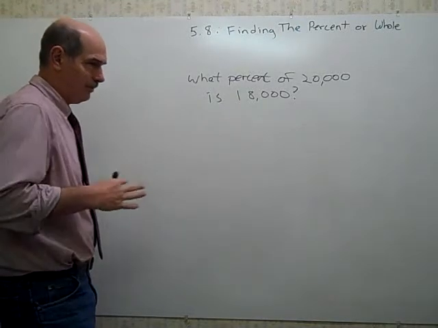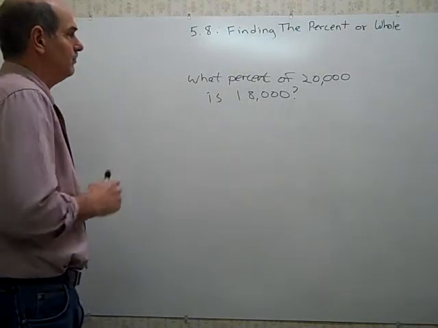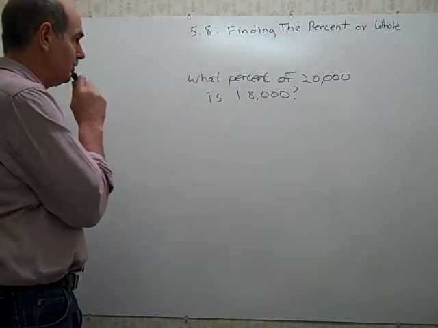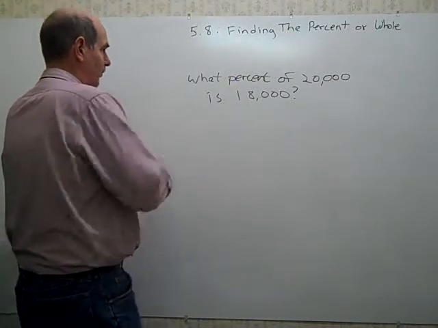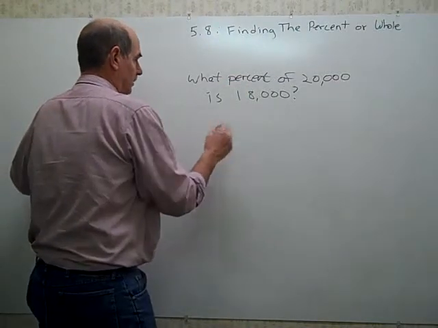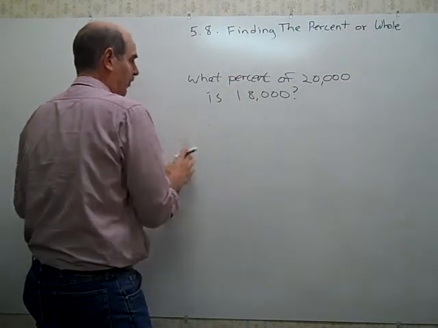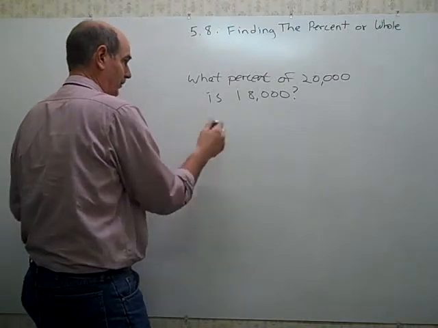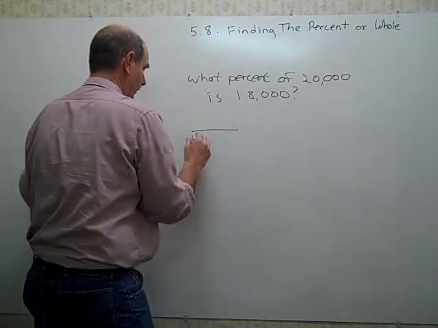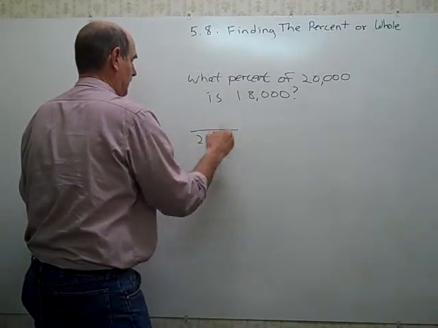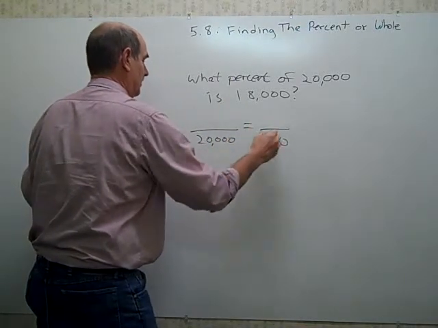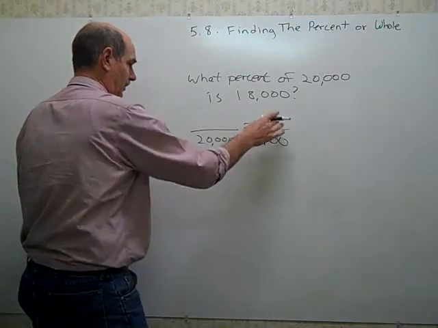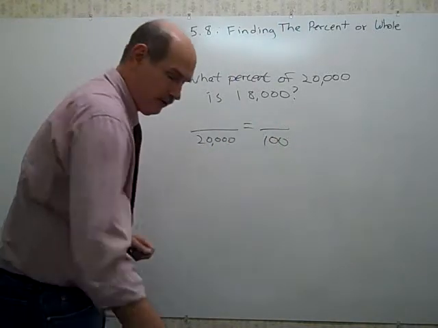I'm going to go ahead and use cross products on this one. So for what percent, well, we usually I have talked about part to whole being on the left side, so I'll do that first. After of comes 20,000. And we don't know what percent it is, so we're going to say out of 100. You know what, let me go back over and do something else.